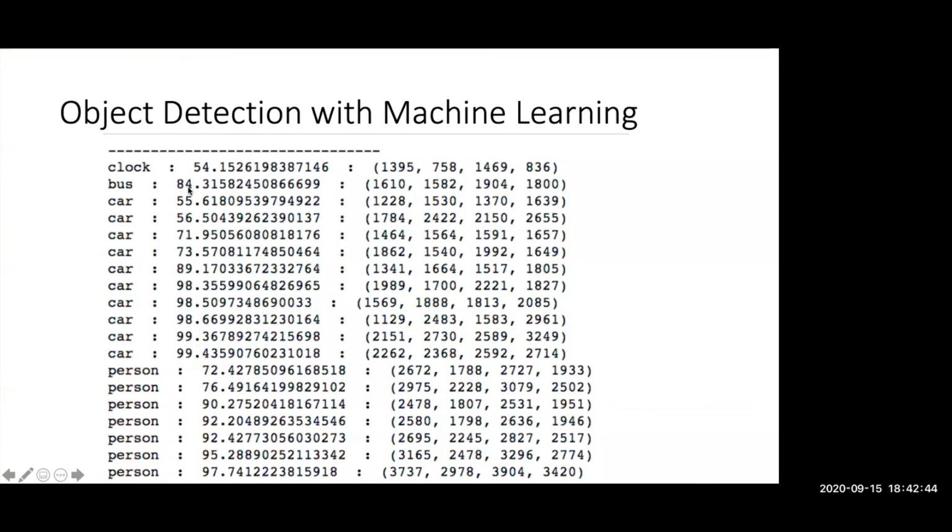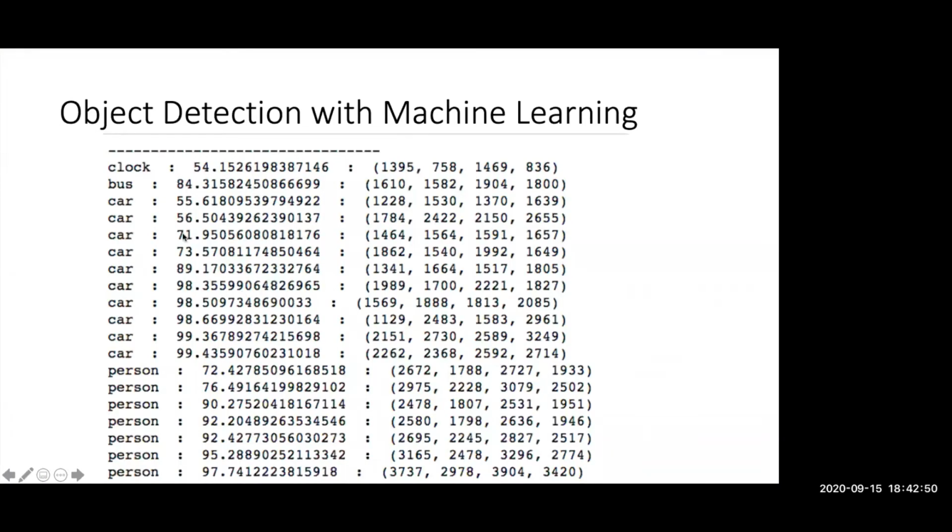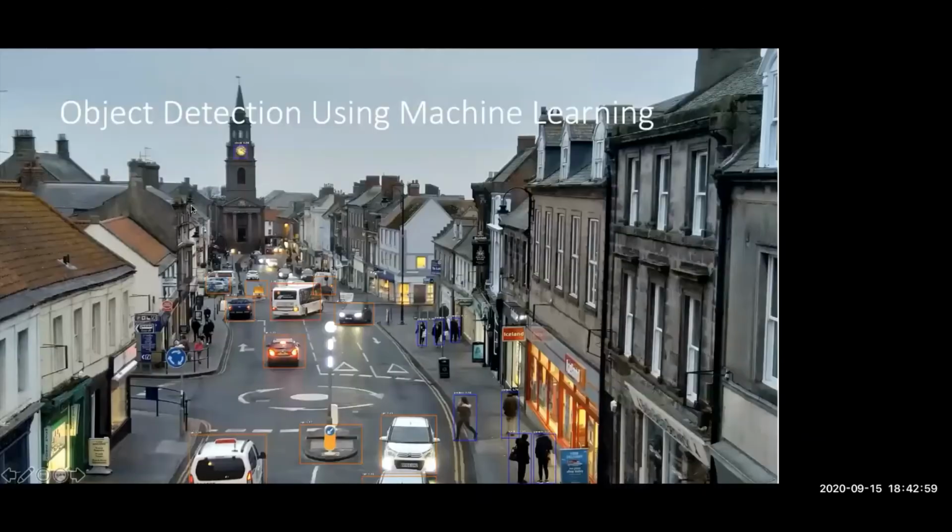You can see it found a bus. It's 84% sure it found a bus, and there's the bus. You know, it's found a lot of cars. Some of the cars it's really sure about, like 98, 99%. Some of them it's not so sure about, 55, 56%, and that's because it's wrong. It thinks this sidewalk divider thing here is a car. And oh, there's another one over here. There's a sign that it thought was a car.